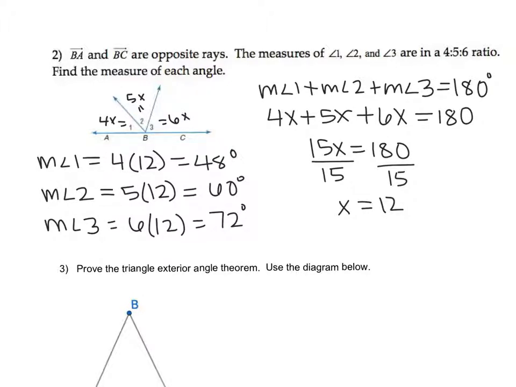And if I were to check by taking 48, 60, and 72, putting them all over 180 and simplifying them, I would get the ratio 4:5:6.